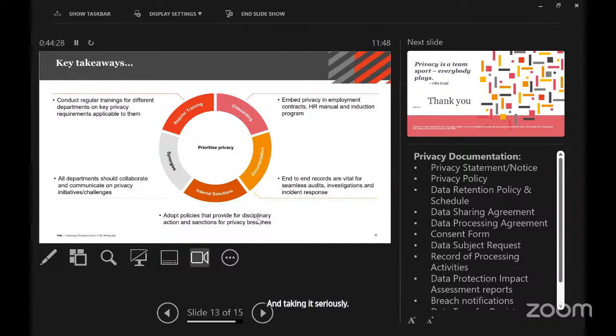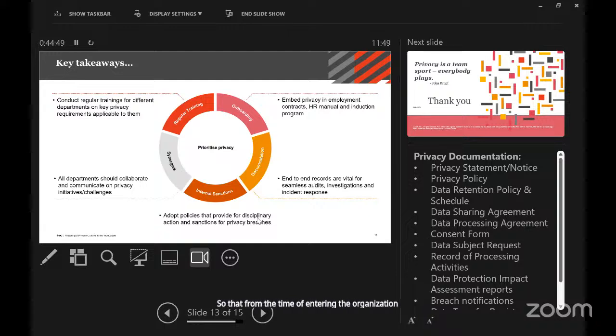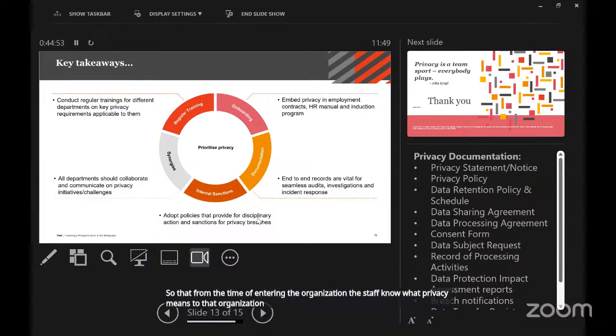Then in the process of onboarding and also applications for employment, it's important that the HR documents, whether it be contracts or the manual, the induction program, all of them should take into account privacy and emphasize it at that point, so that from the time of entering the organization, the staff know what privacy means to that organization and to the people that they'll interact with in the course of their employment.